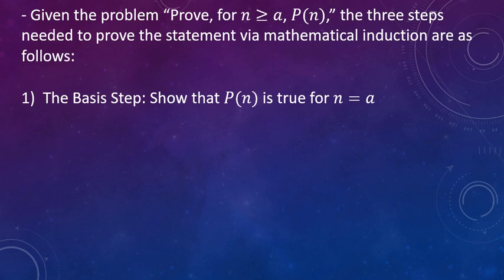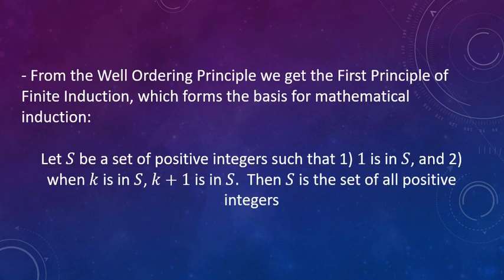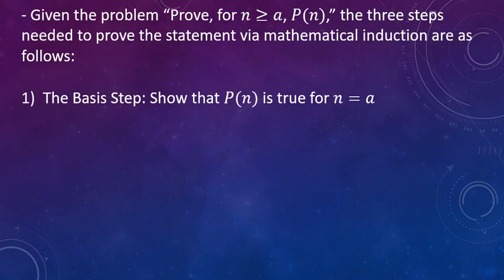The basis step here, showing that P of n is true for n equal to a, corresponds to property number 1 in the first principle of finite induction. In the statement of this principle, it was 1 is in S. For mathematical induction, we're showing that a is in S. Really what we're doing here in our basis step is we're showing that the first domino gets knocked over.